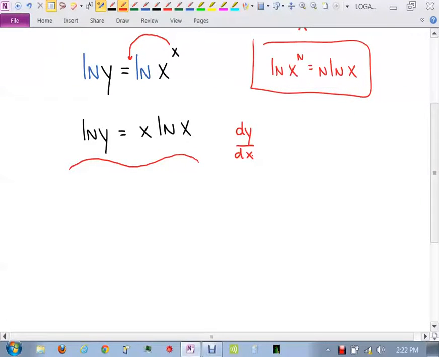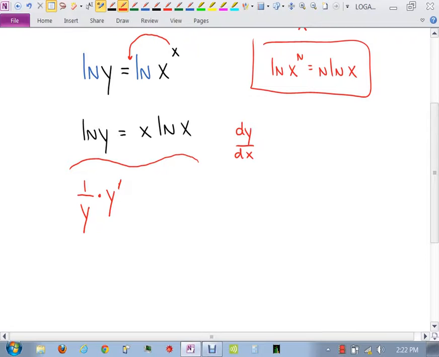Of u. 1 over u. Oh, not u, sorry. So for us it would be 1 over y, but then times the derivative of what's in there, right? What's the derivative of y? Y prime.